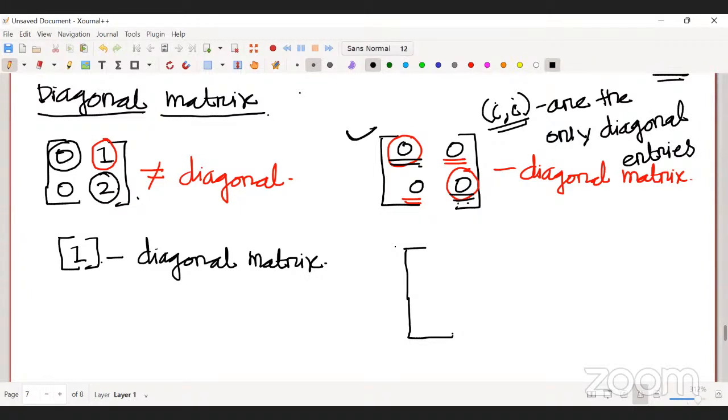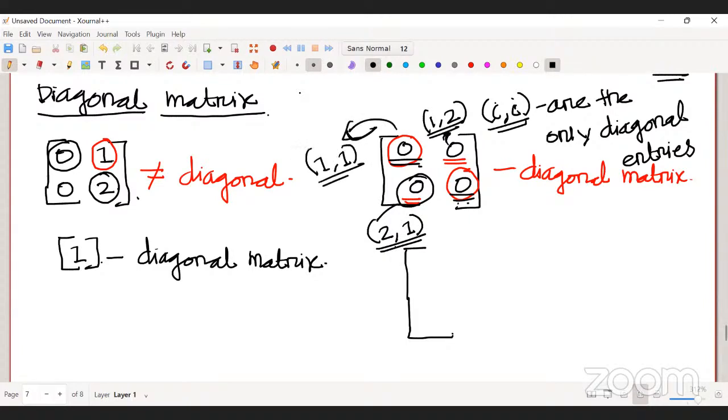What is the name of this entry? This is 1, 2. Here i and j are different, so this cannot be a diagonal entry. What about this one? This is 2, 1. Here i and j are different, so this cannot be a diagonal entry. But this is 1, 1, so here i and j are same. Similarly, here also i and j are same. Yes, sir, now got it.